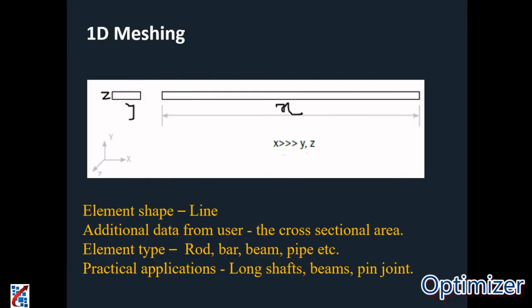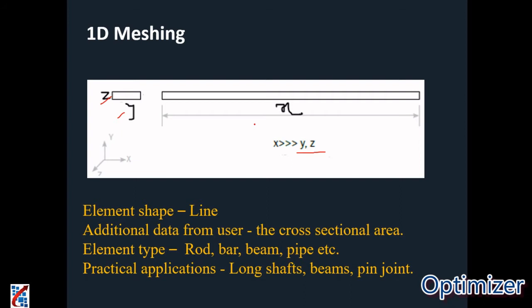So when to use 1D mesh? When one of the dimensions of the object is very large compared to the other two dimensions, then you need to use 1D meshing or 1D elements. For example, if you see here, the x dimension of this bar is very large compared to y and z, then you can use a 1D element in that object or in that application.